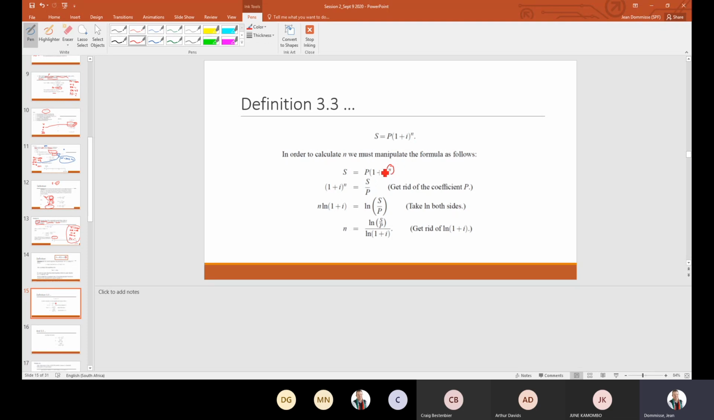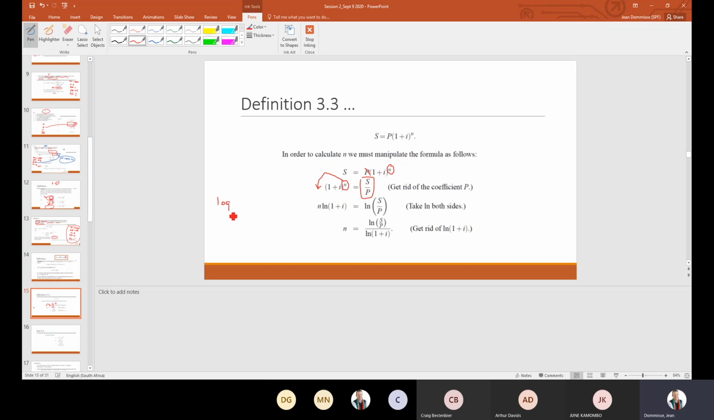So the first thing I would do is get rid of the P. To get rid of the P, you divide on both sides by P. So we get rid of the P. So now we're sitting with 1 plus I to the power of N is equal to S over P. For us to be able to take that N to the front, we need to take logs on both sides.